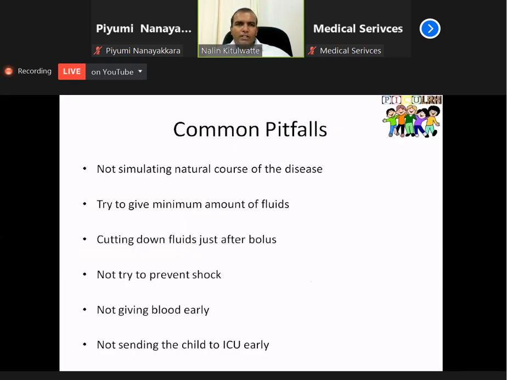So common pitfalls: not simulating the natural course of the disease, trying to give the minimum amount of fluid, cutting down fluid just after a bolus, not trying to prevent shock, not giving blood early, not sending the child to the ICU early. If you want ICU, send to the ICU early, because we are doing intensive care, not fulminant care.